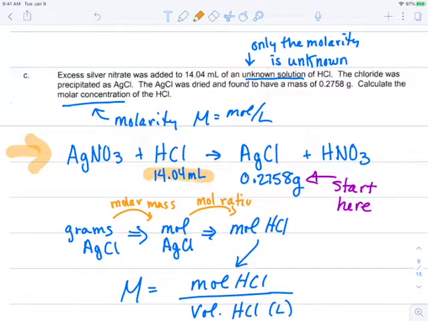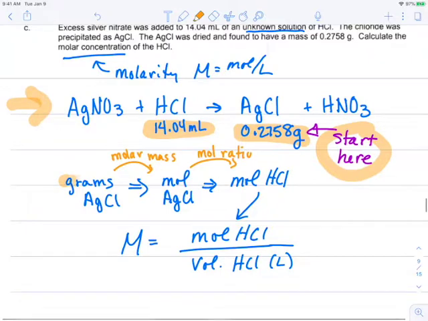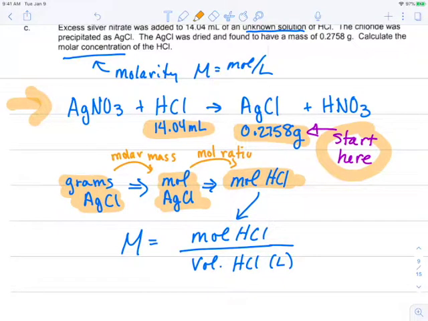Here you know the volume of HCl and you know the grams of your silver chloride, and I highly recommend you start with those grams. Starting with grams of silver chloride, you use the molar mass to get to moles of silver chloride, and then the mole ratio, and this is a balanced chemical equation as written, to get to moles of HCl. Once you do, you put moles of HCl on the top, and you need your volume of HCl on the bottom. Remember, the volume of HCl is right over here, but you do need to convert it into liters.